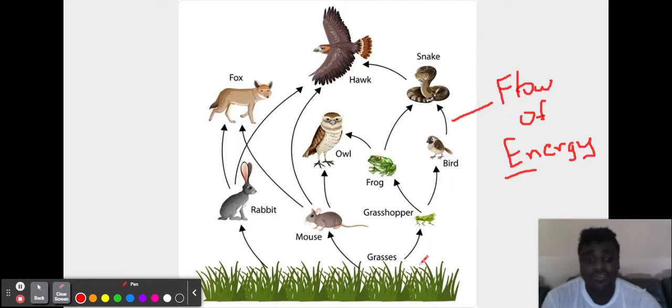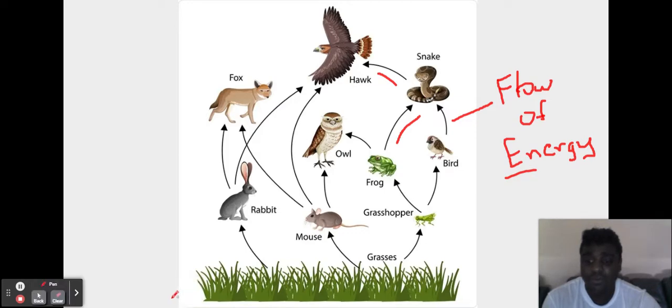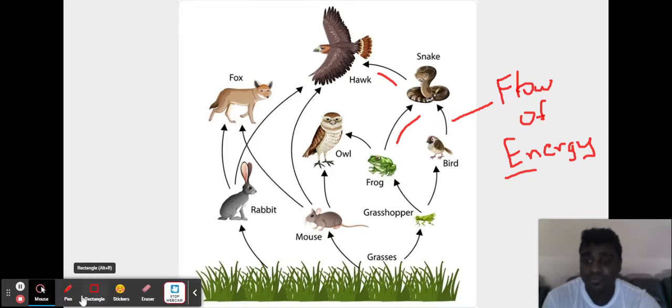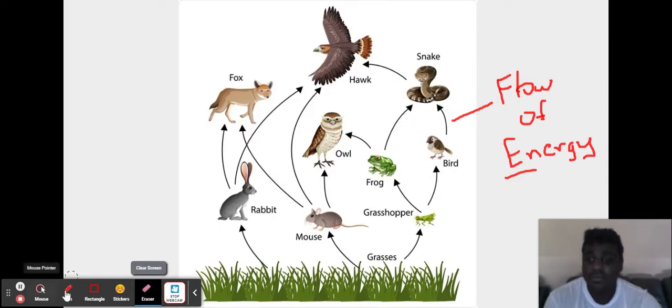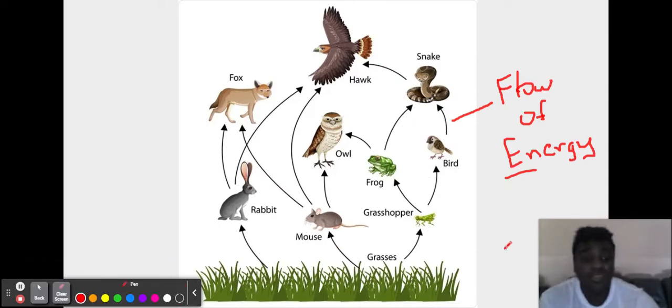So this grass is being eaten by the grasshopper. The grasshopper is being eaten by the frog. The frog is being eaten by the snake, and the snake is being eaten by the hawk. Okay, so that's how the flow of energy is going to go. All right. Now, as we understand that now, we can then label everything just like we talked about in the food chain.